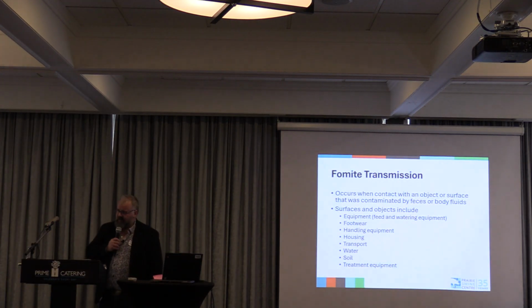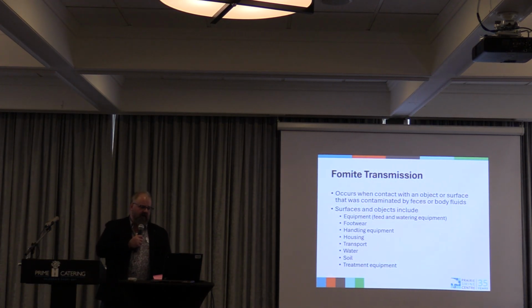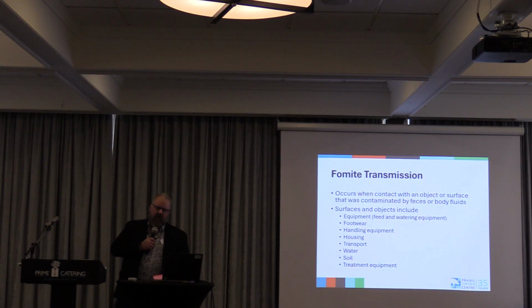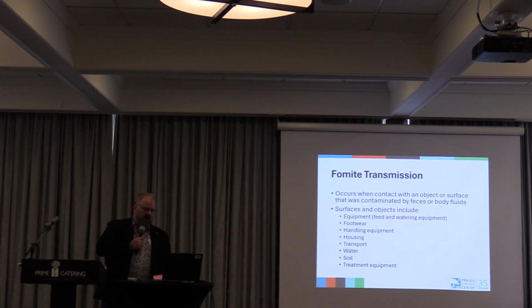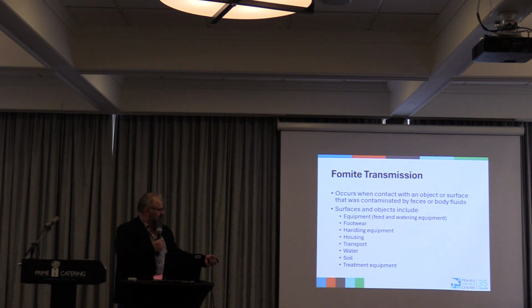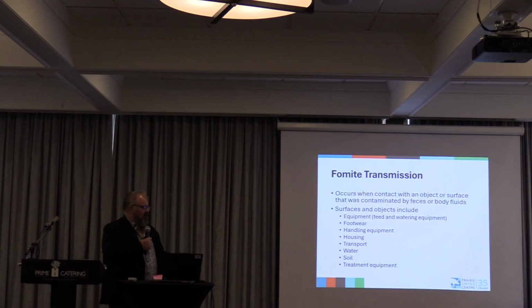So again, fomite transmission. A fomite is the inanimate object or the surface that's contaminated with feces or bodily fluids. So there's a lot of things that we would handle every day that would be considered a fomite. That would be our boots, our equipment, handling gear, rattle paddle, sort board, our housing, our transport. So this is the pigs going on the trailer. The trailer would be considered a fomite in that situation. Water, soil, and treatment equipment, for example. If treatment equipment is being moved between farms or between barns, it's a potential method for transmission.